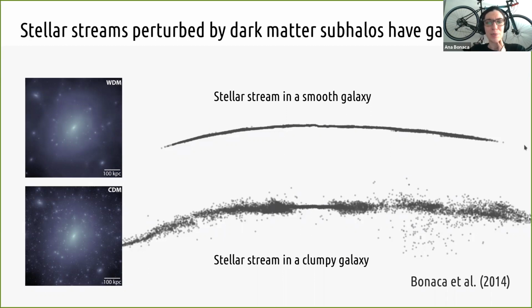So this is basically the measurement we want to make. This is how we want to use the stellar streams as a test of dark matter. We want to see whether stellar streams in the Milky Way look more like the top version, very smooth and regular, or whether, like in the bottom, they have all of these different features that would point to past encounters of massive objects, such as dark matter subhalos orbiting the Milky Way.